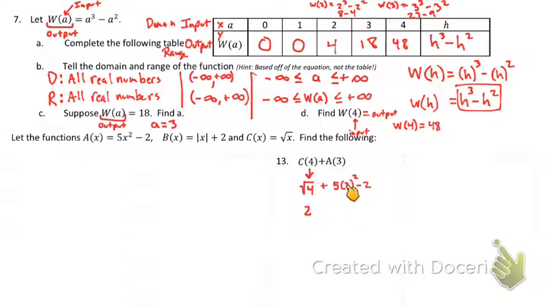3 to the second is 9. Okay, 5 times 9 is 45. And we bring down the 2. And then 45 minus 2 is 43. All right, so now we cleaned up the C function, we cleaned up the A function, and now we're just going to add the two results together, and my answer is 45. So the answer to this is 45.